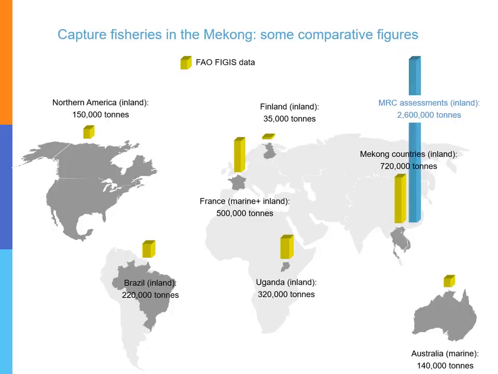In terms of total fish catch, there are two different perspectives. Either we compare national statistics, the bars in green here, and you can see the production of the Mekong countries compared to the production of other countries in the world on different continents, either inland catch only or marine plus inland catch. By all means, the inland catch in the Mekong countries is extremely high. But if we consider the assessments of the Mekong River Commission, then the catch is even much higher and reaches 2.6 million tons every year, even though there is no regular annual monitoring to observe a trend.